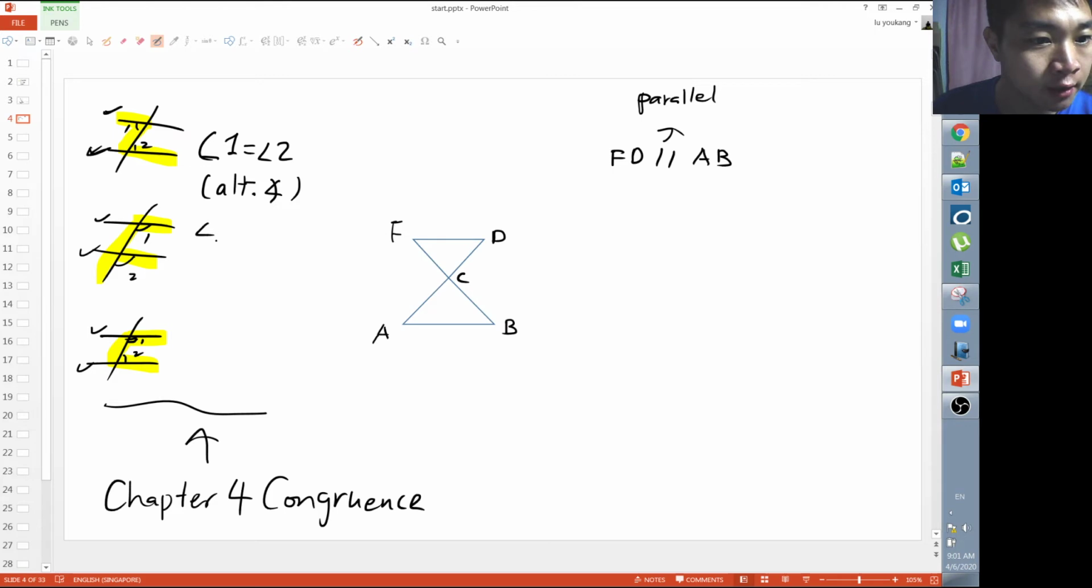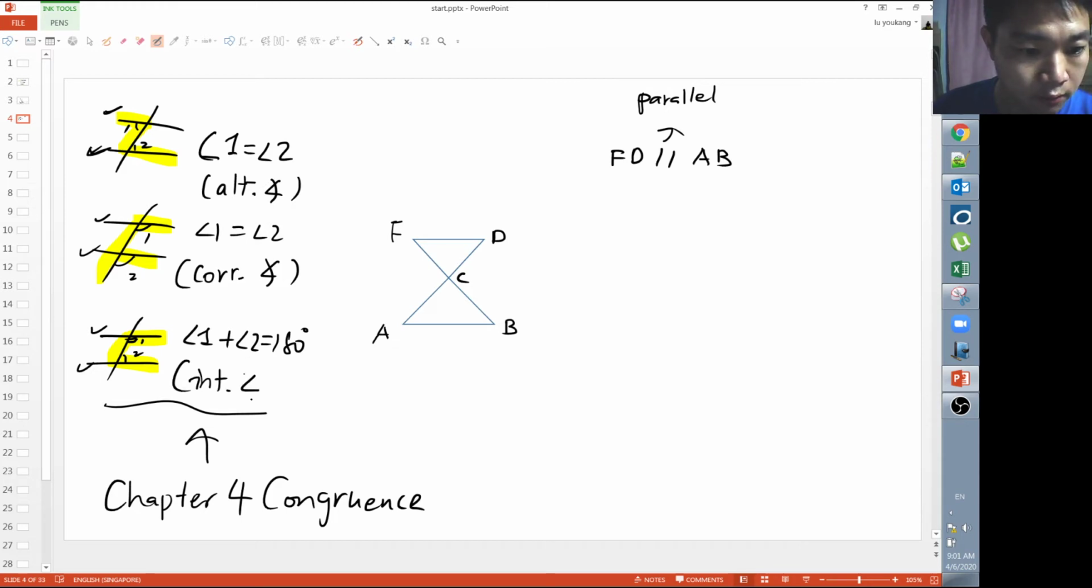Over here, angle 1 is equal to angle 2, and you are using corresponding angle. Over here I'm using short form. Angle 1 plus angle 2 add up to 180 for this, so you're using interior angle. Like I said, if you have forgotten this, or you want a better understanding of these three rules, you can refer to my chapter 4 congruence video for more information. Okay, over here let's come back to this question.